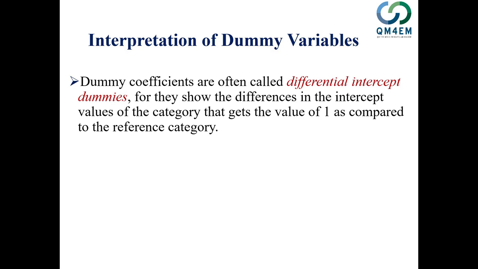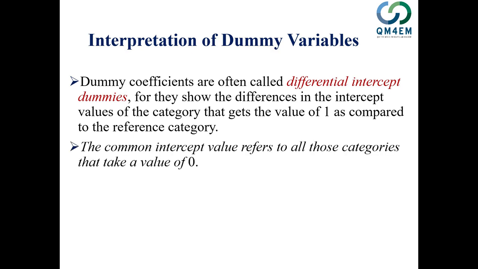The common intercept value refers to all those categories that take a value of zero. Again, the reference category is called the common intercept. Its value is zero for all the other categories. Now, this was from my side.